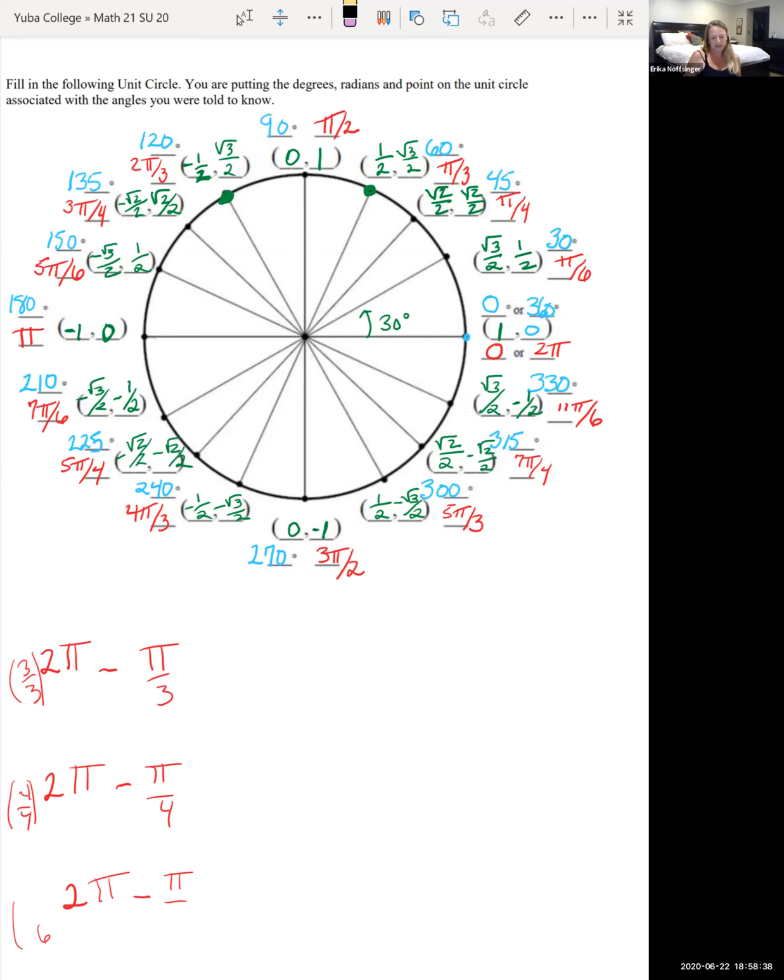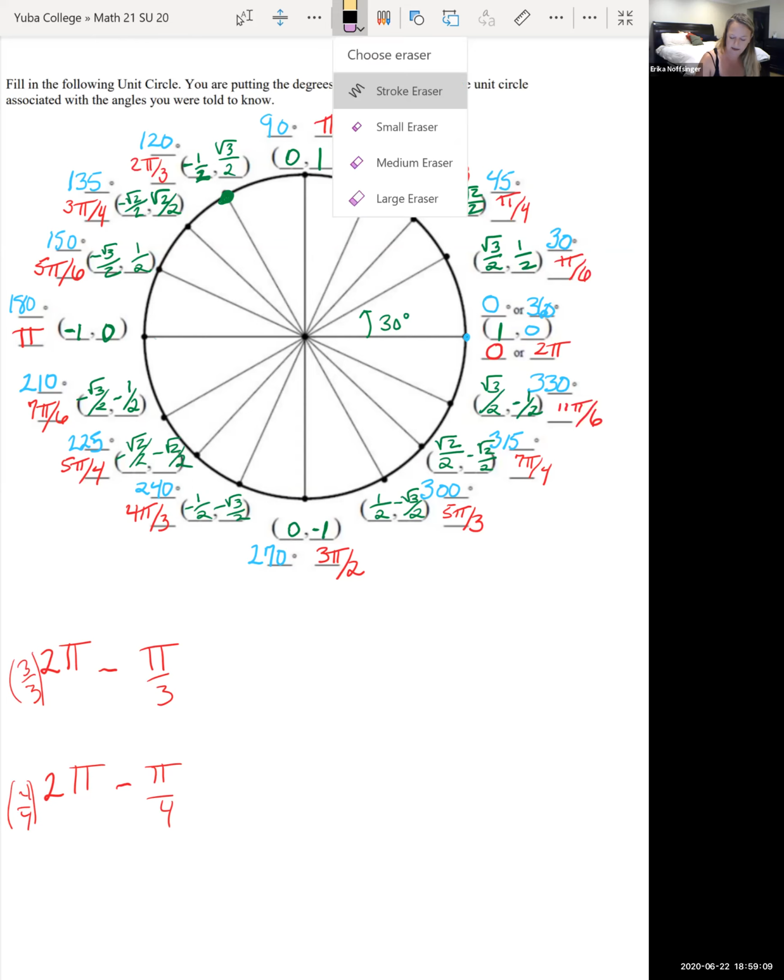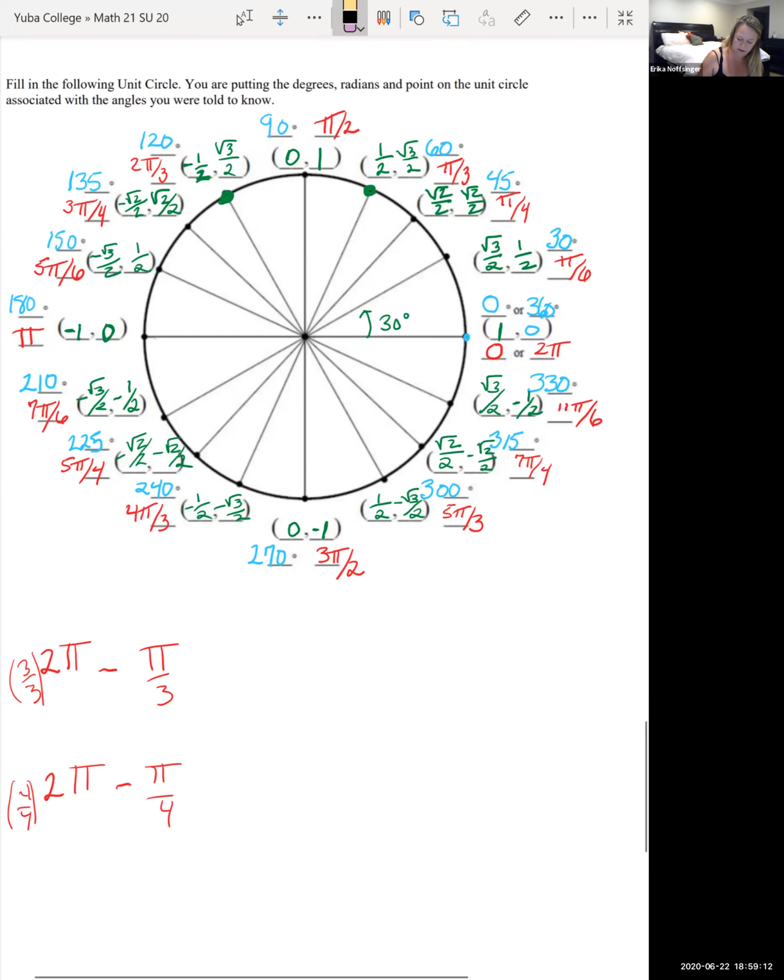Okay, so hopefully you can see where it's important if you know your quadrantal angles, and 30 degrees, 45 degrees, and 60 degrees. You should be able to figure out those other ones pretty easily. And you could have done it a little differently than how I was doing it, but you would still get the same thing. So questions on that?